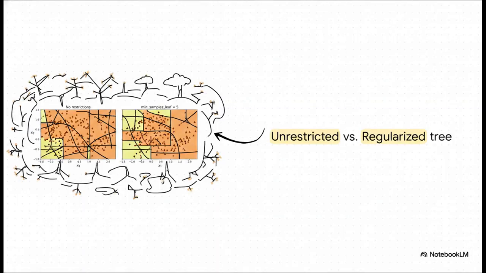What's really interesting is how striking the visual difference is and how easily we can fix the problem. On one hand, an unrestricted tree will twist itself into absolute knots to capture every single data point. But by setting a really simple hyperparameter, like requiring a minimum of 5 samples per leaf, we completely smooth out those jagged boundaries. This regularized model is going to perform significantly better on new, unseen data in the real world.